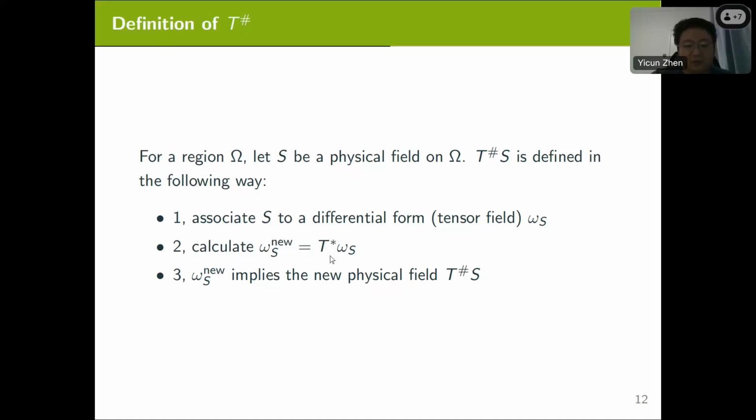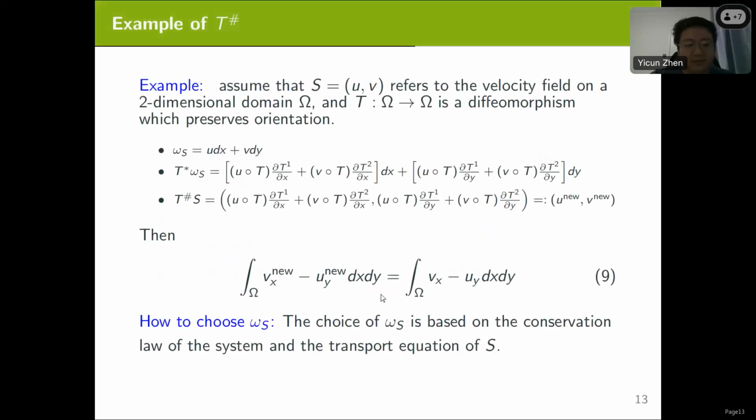So you can see that this is purely mathematical. It's not physics, and we'll explain why this is related to physics. Let's look at an example of T sharp. Suppose you have a two-dimensional domain omega and a two-dimensional vector field S, basically a wind field (u, v), so it has two components. First we define this differential form: omega S is u dx plus v dy. So this is a differential form. The pullback of omega S is the following.